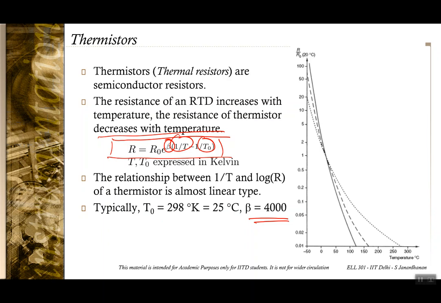Okay, so as you see, when you plot this R by R0 versus T, you are going to get a highly nonlinear graph. You would also see that there is no range at which it is linear. Of course you can take a very small range and say the graph is linear in this range, but this temperature range would be so small that it's impractical to use the thermistor as a direct measuring device.